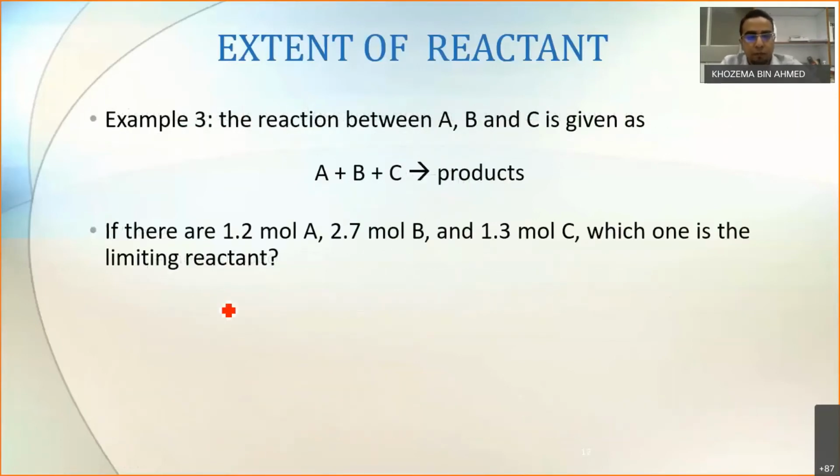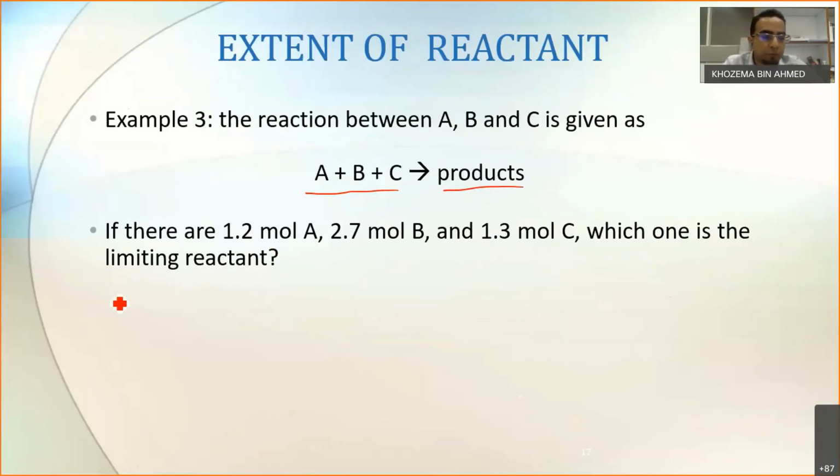Let us look at this example so that you can understand more about how to use extent of reaction to find your limiting reactant. Let's say you have this equation, A plus B plus C will give you some products. We are not concerned about the product side. We are only concerned about this side because we want to find which one out of A, B, and C is our limiting reactant. The question gives us 1.2 mole of A, 2.7 mole of B, and 1.3 mole of C. Which one is the limiting reactant?